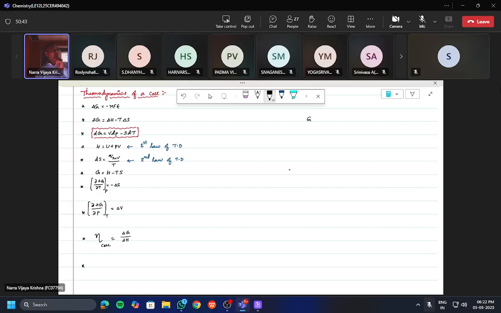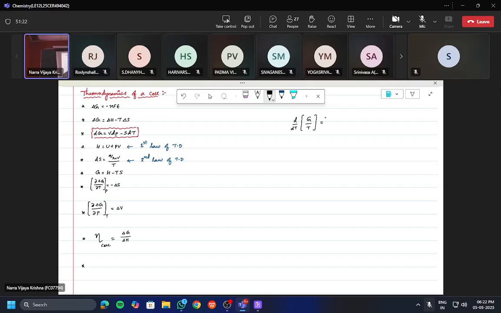Gibbs free energy is G. I am dividing G by T. Now differentiate this with respect to T. Then what is d by dT of G by T equal to? Differentiating G by T with respect to T, what is the equation? Apply the UV rule, or U by V rule. Can I write the UV rule?